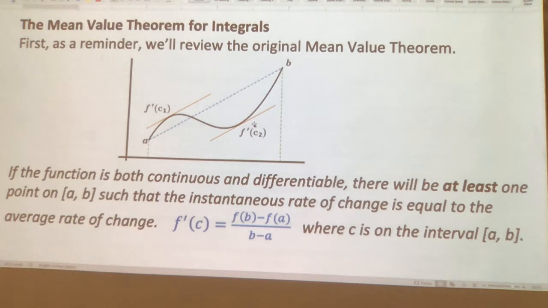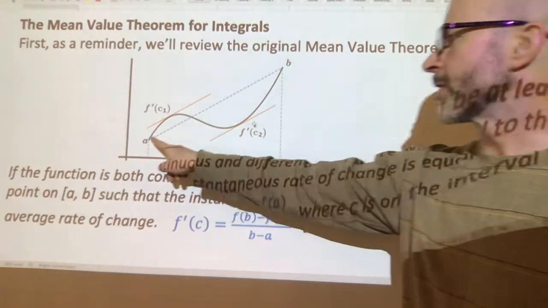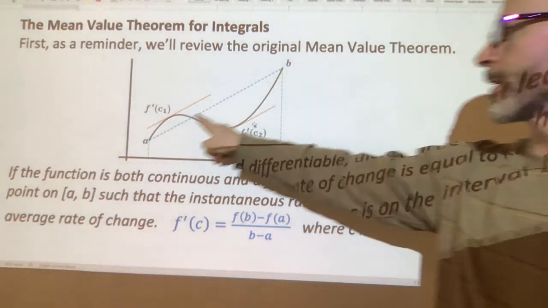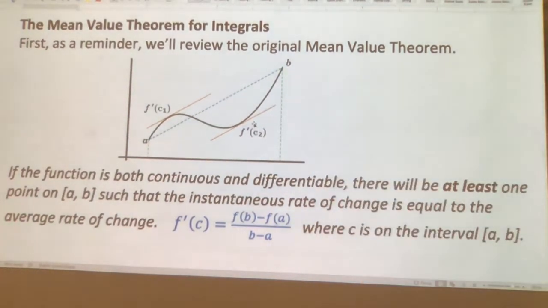So we're going to take a look at the mean value theorem for integrals today. But just as a quick review, what was that mean value theorem that we learned so many weeks ago? Well, if you recall, basically it was a way of saying that the average rate of change, in other words, the average slope between 2 points, A and B, was going to be the same as at least 1 point on the graph.